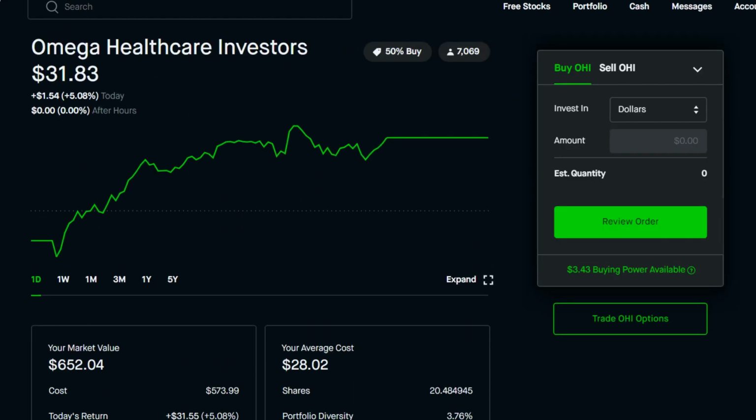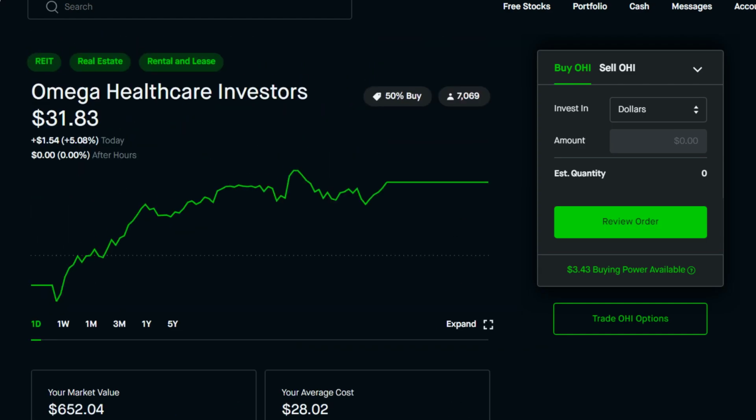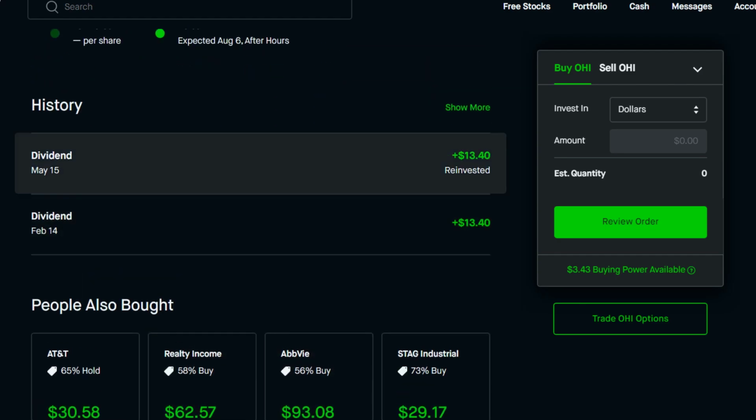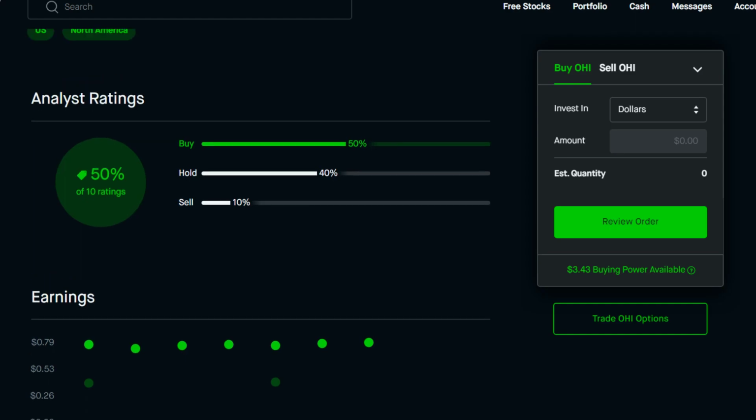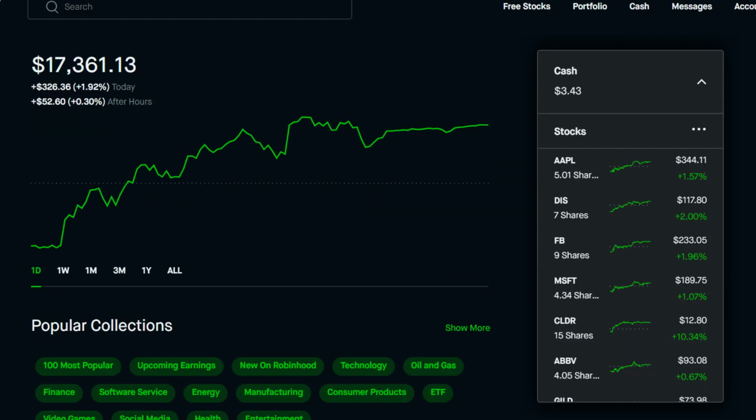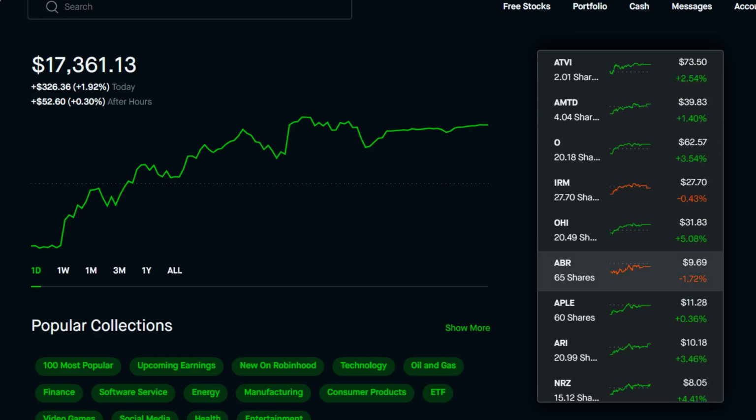Next is Omega Healthcare. Just a pure beast. $28.02 per share. 20.48 shares. Consistent dividend payer. 3.76%. Total return of 78.05 or 13.6%. I really wish there was an easy way to show dividend on here, but if you look at the history at least, you can see 13.40 every quarter from this company. If you add that up, I have a lot higher percentage return just because this thing's been a beast. I love it.